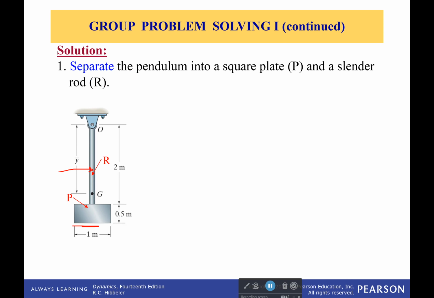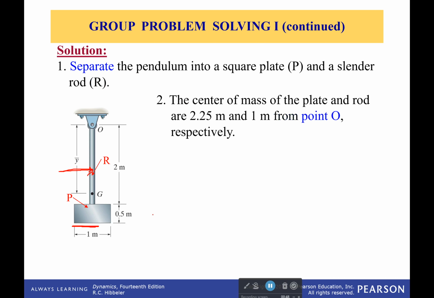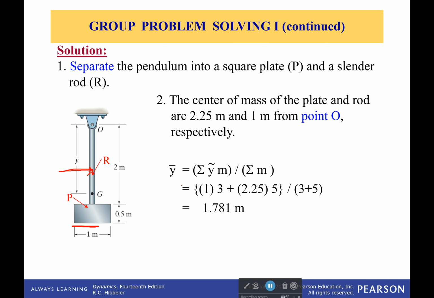First off, we're going to separate this into two little parts right here, a plate and a slender rod. And then we have to go ahead and calculate the centroid. So what we do here is we say, okay, where is the center of gravity of each of these parts by itself? We multiply that by their mass. So this is more or less just a weighted average of their centroids. And then we solve. And so what we get is 1.781 meters.